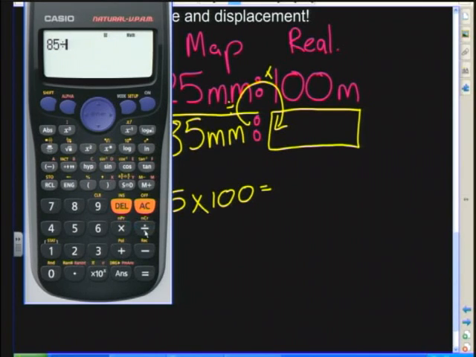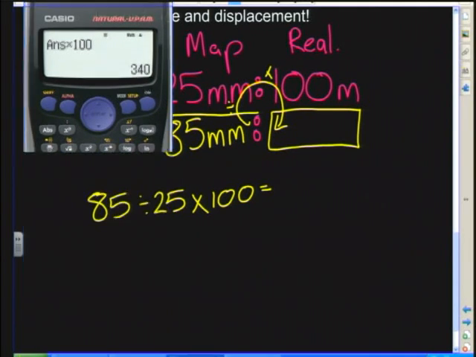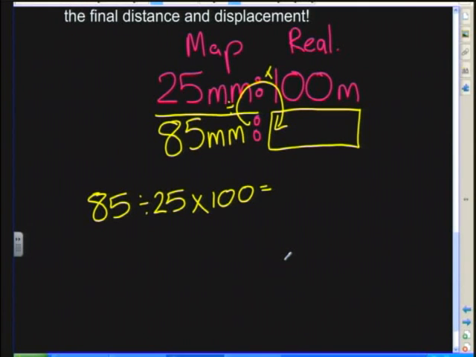And then what I'm going to do is divide by 25. So there's my answer, and then I multiply that by 100. And that will get me an answer now in meters. So that is 340 meters. That was the length of my first trip. Okay, so that tells me that I moved 340 meters.